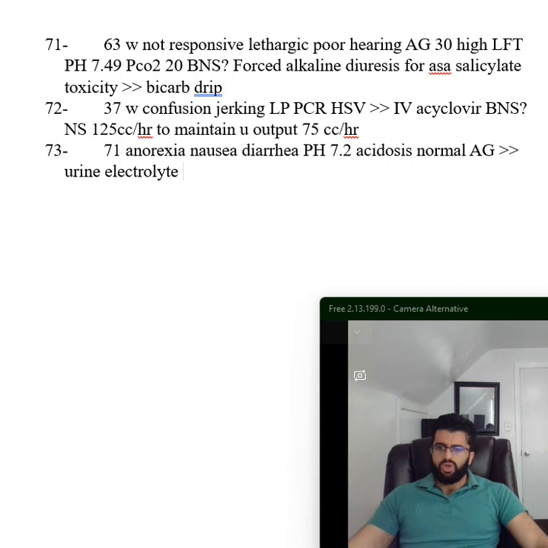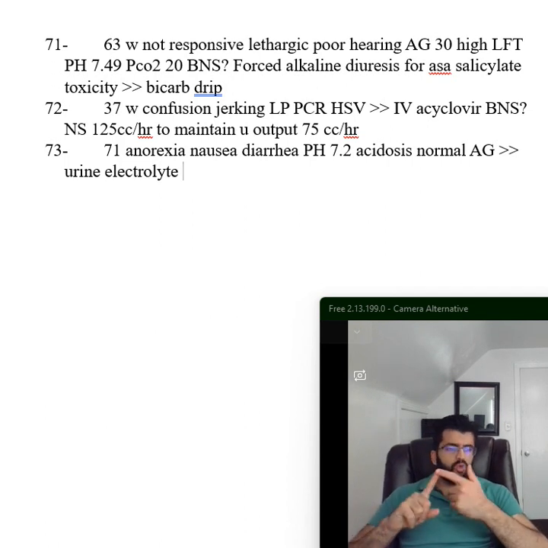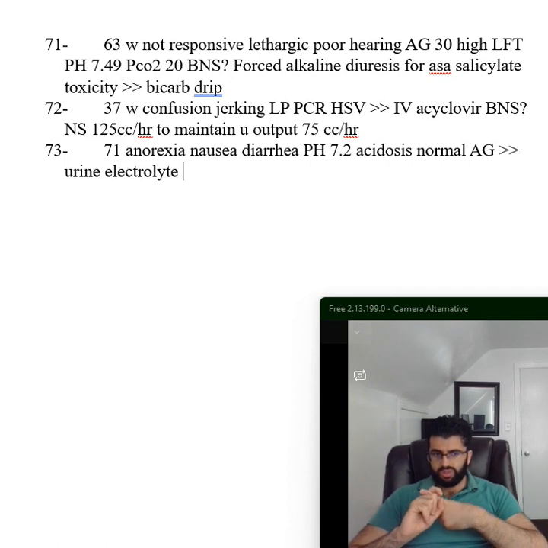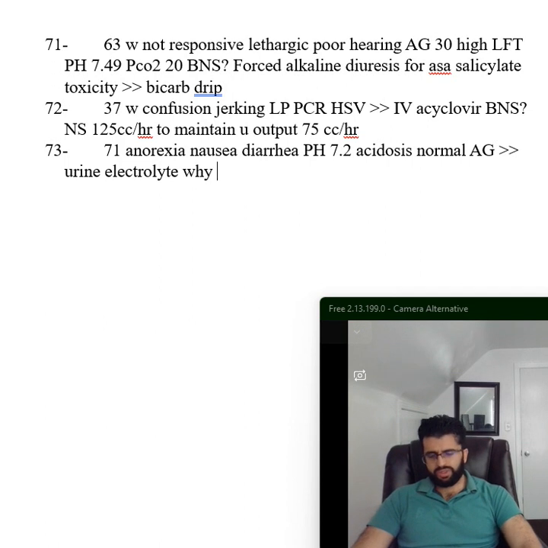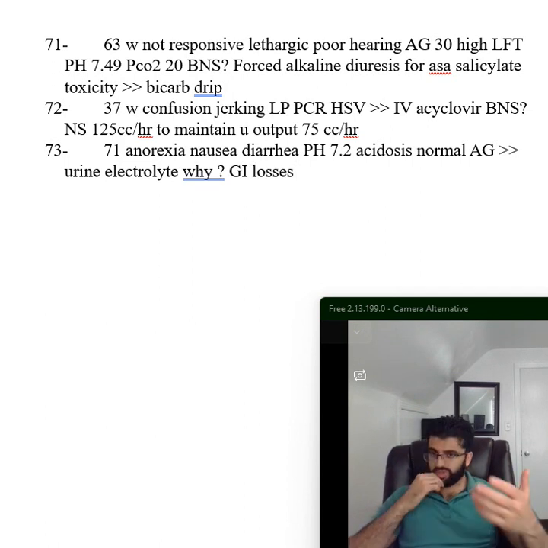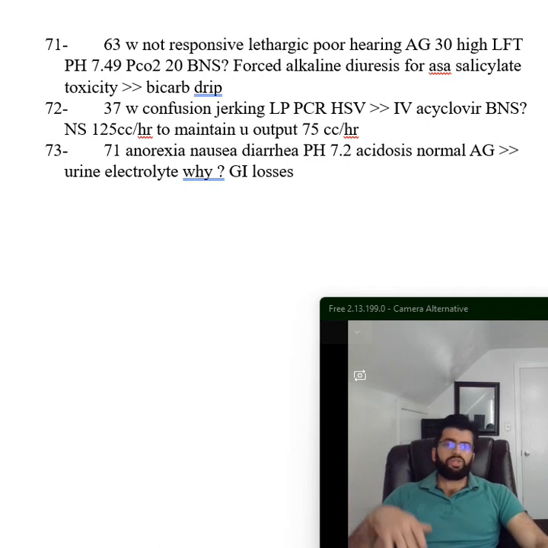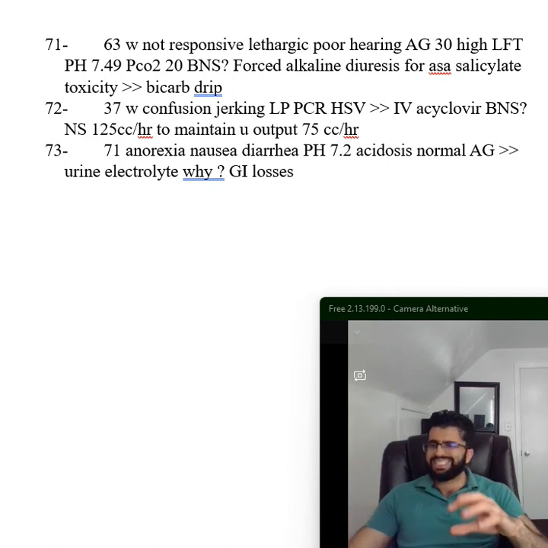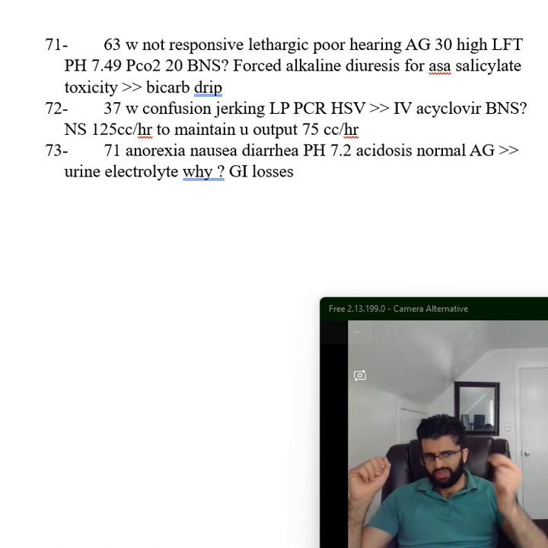Okay, so if you have a normal anion gap in the blood and a negative anion gap in the urine, what does that mean? This means most likely, so why is this going on? Could be GI losses, gastrointestinal losses, that cause this acidosis. Okay, so this is like a metabolic acidosis case. So whenever you have metabolic acidosis, you assess the anion gap immediately, okay, with reflex.